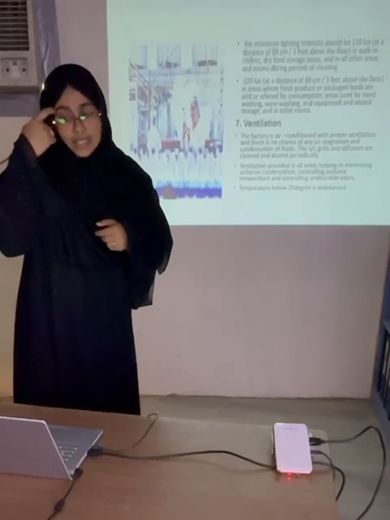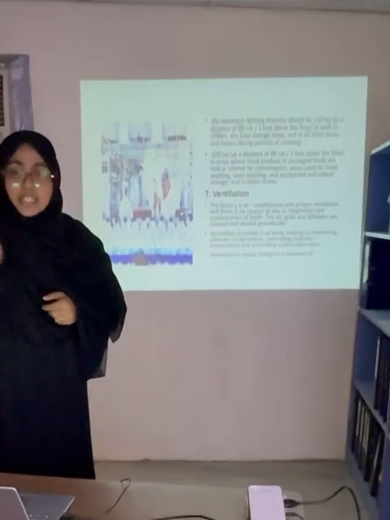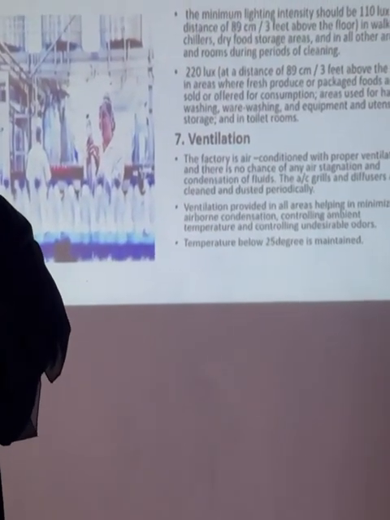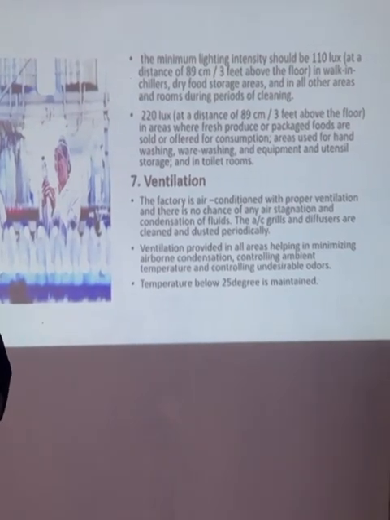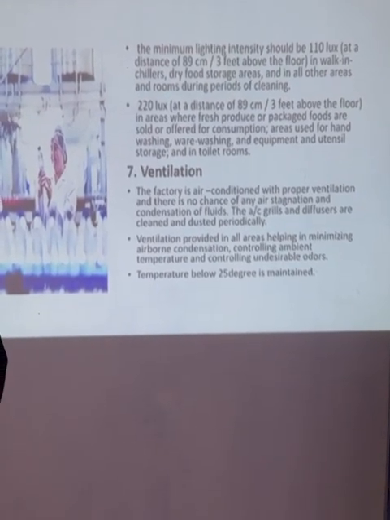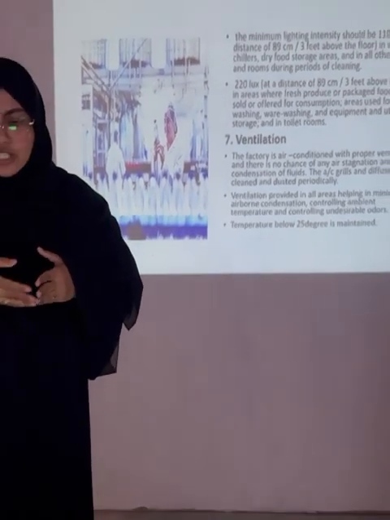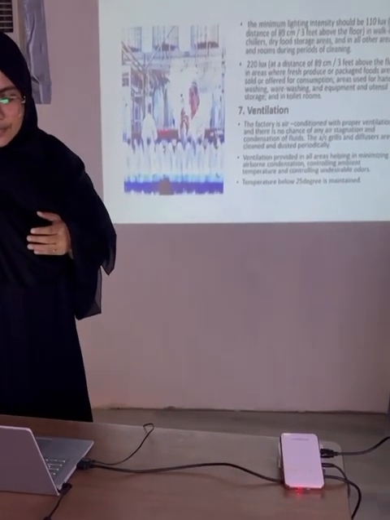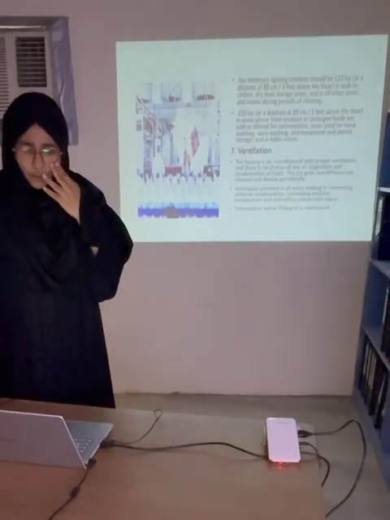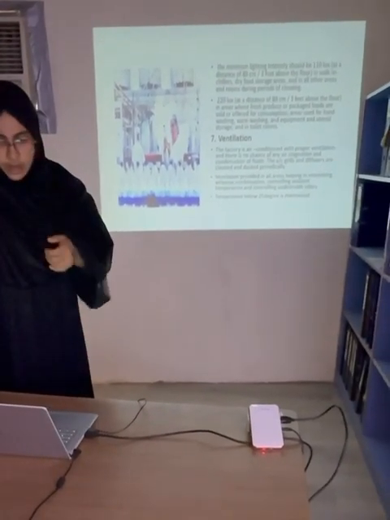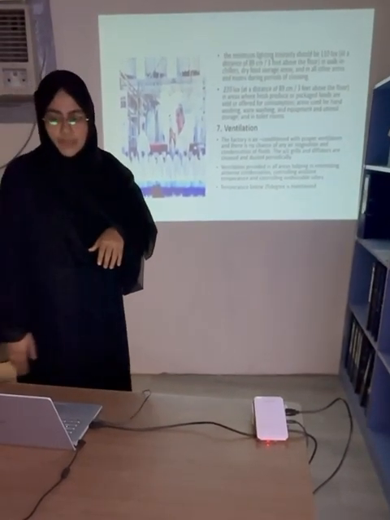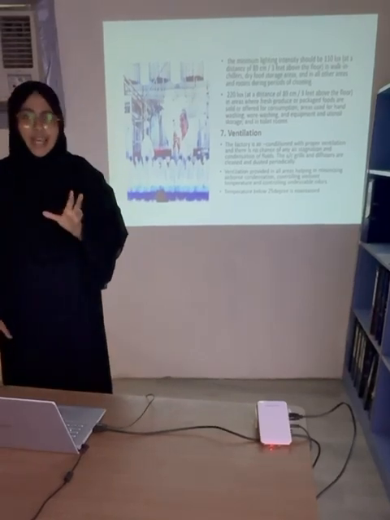So for light, we have two intensities: 110 lux for a chiller or where that much care is not needed, like the dry food storage area, and in areas like the preparation area, it should be 220 lux. The same is followed for washrooms, storage rooms, etc.